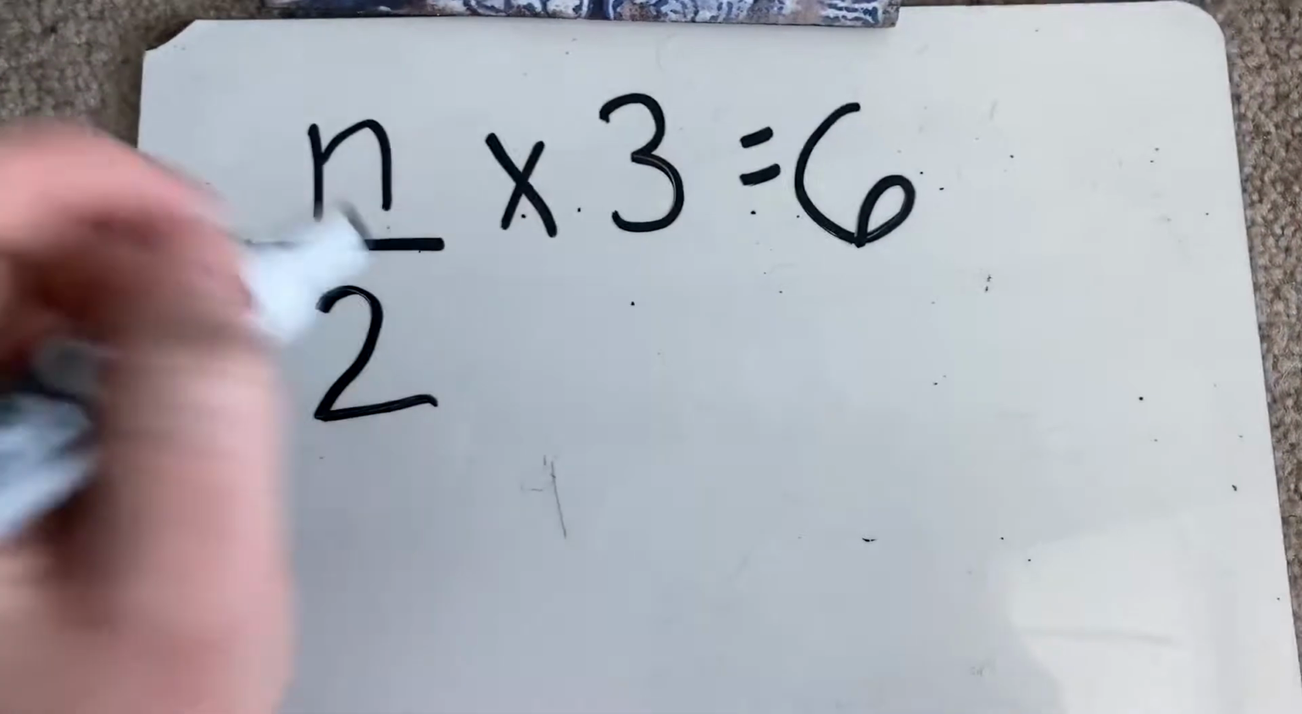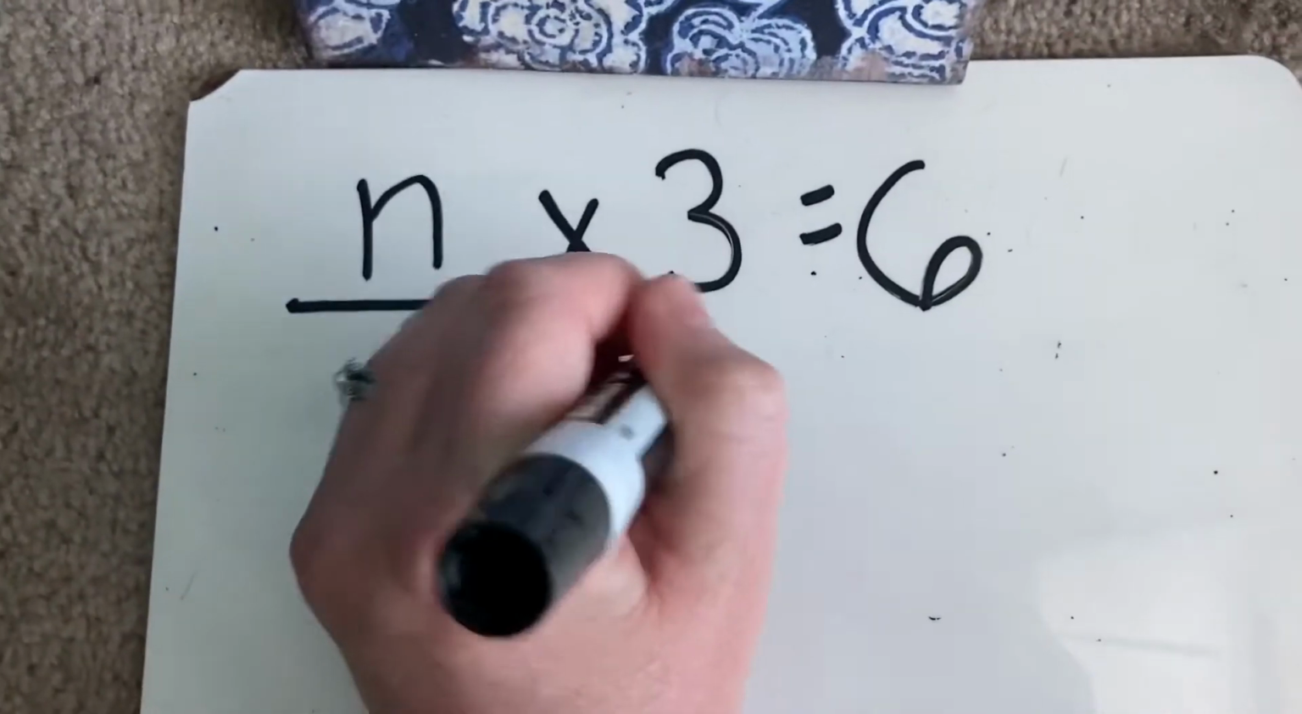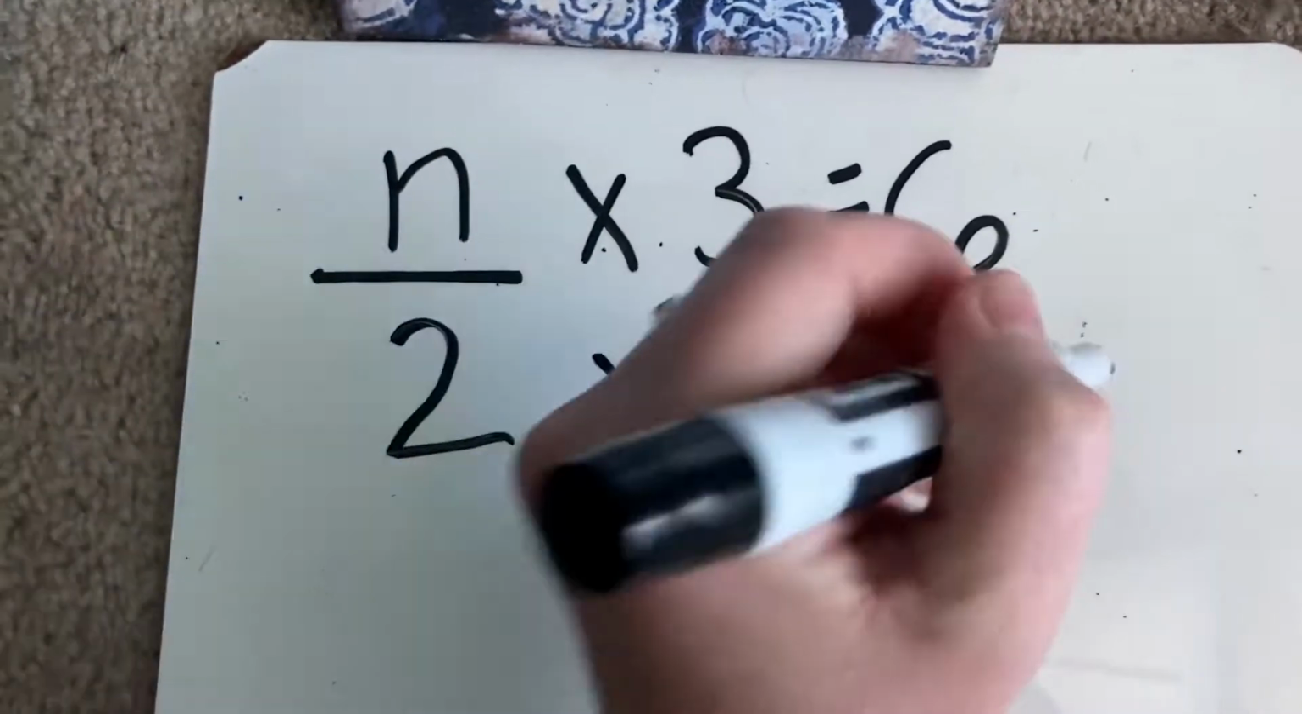I can make 2 groups of 3 to get me 6. 1, 2. Good boy. So again, it's very important also to remember how to model that.